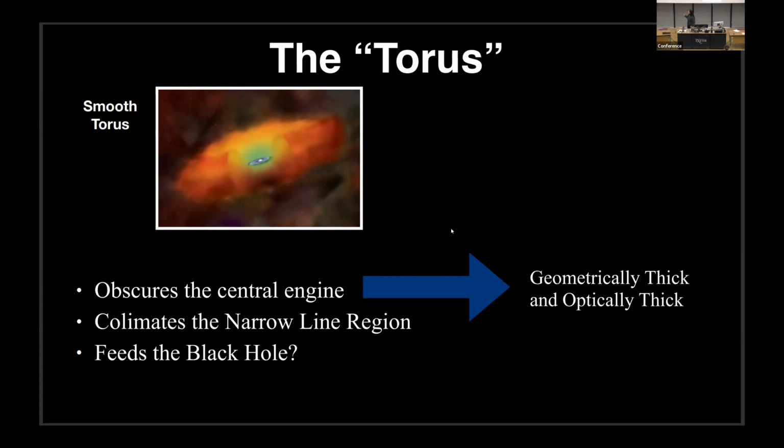Okay, so the idea of the torus started in a very simple, very naive way, with a very smooth, very geometric, symmetric, nice torus. The function that it needed to do was to obscure the central engine and to collimate the narrow line region, maybe to fuel the black hole.